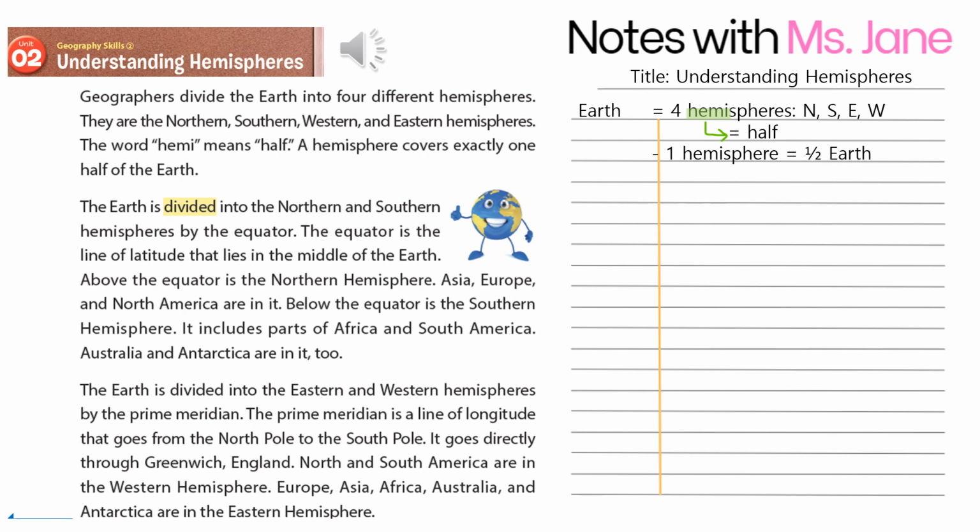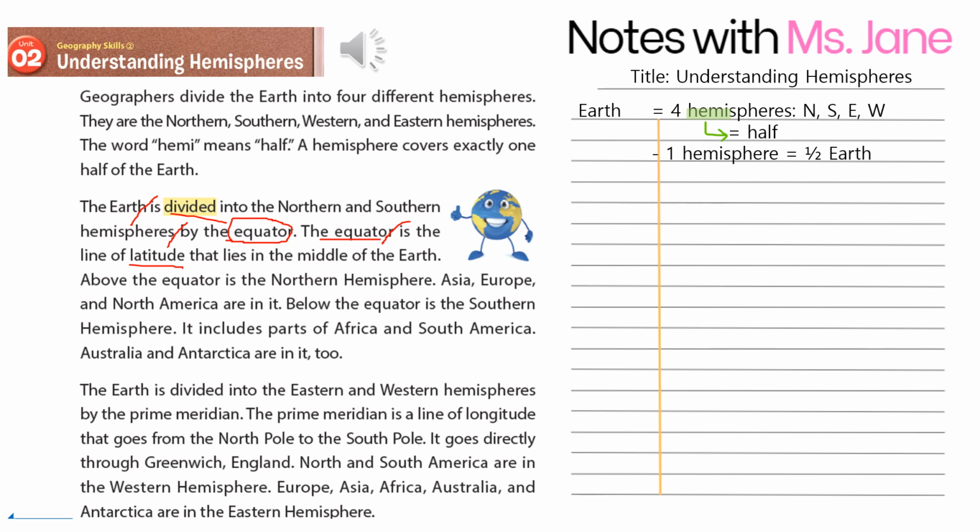So let's take a look at the second paragraph. So it says the Earth is divided into northern and southern hemispheres by the equator. 지구는 북반구와 남반구를 적도로 인해서 저희가 가를 수가 있대요. 나눌 수가 있대요. That's what divided means. The equator, 적도, 우리 지난 시간에 배웠죠? Is the line of latitude that lies in the middle of the Earth.